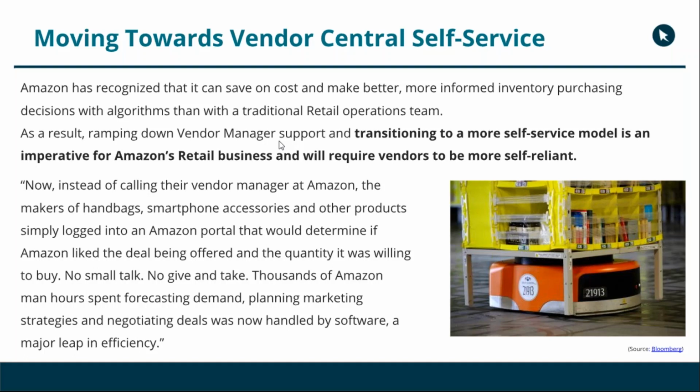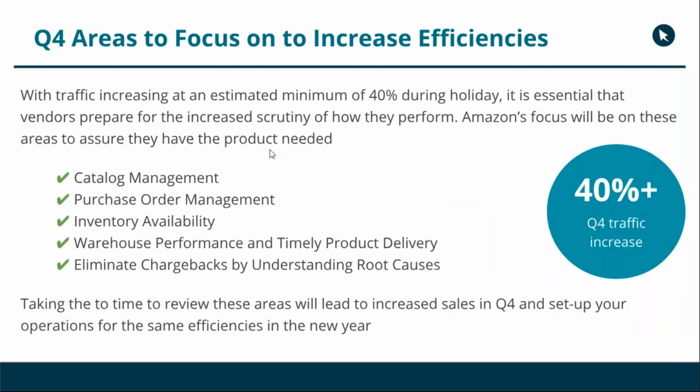Amazon will be there to some extent through cases, et cetera, but as we all know, that can be problematic at times. So the move to self-service has really accelerated the need for advanced preparation for all events, but particularly for the holiday season and moving forward. The key areas we want to focus on to increase efficiencies are catalog management, purchase order management, inventory availability, warehouse performance and timely delivery of product, and eliminating chargebacks by understanding the root cause.